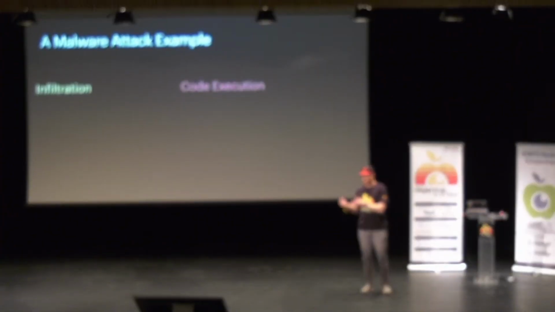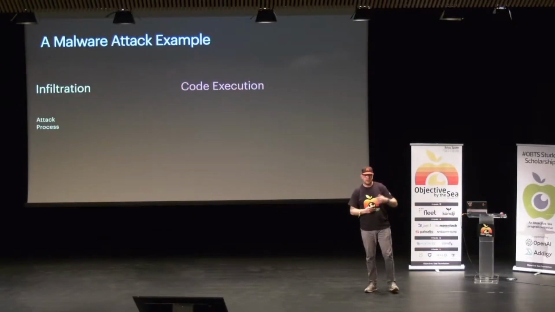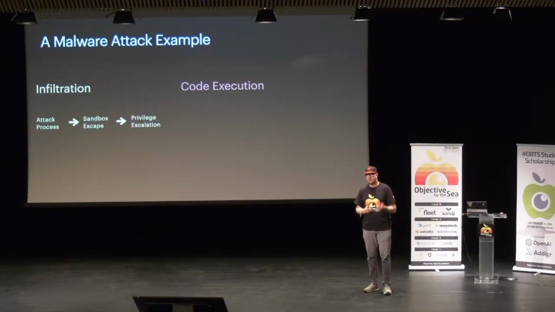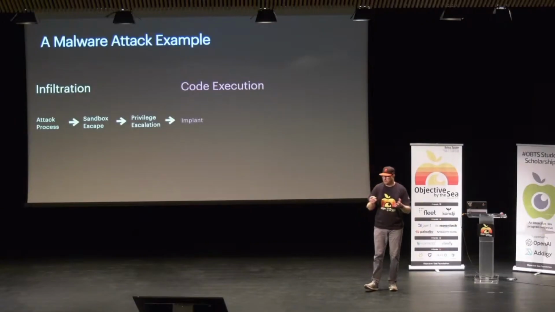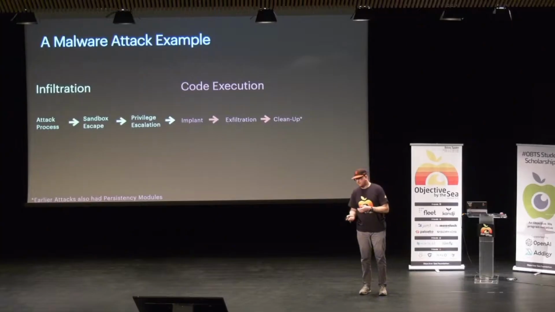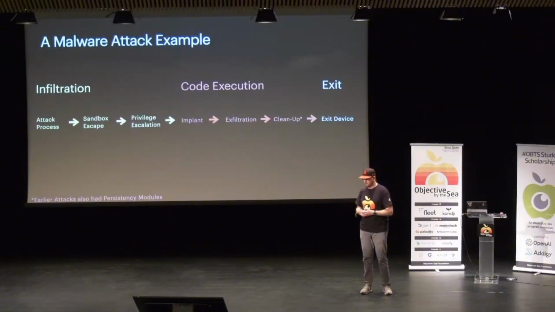Good. Let's take a look at how an iOS malware sample or attack normally works. You have an infiltration stage. So a threat actor is going to attack a process in a 0-click or 1-click attack surface. Once they get code execution there, they move over to a sandbox escape if needed, a privilege escalation stage, and then they're running most often an implant on the phone, doing some nasty things, exfiltrating all the data, cleaning up after themselves, and then they're going to exit the device. In older cases, we also had persistency modules, but this is normally not a thing anymore in any modern iOS spyware.